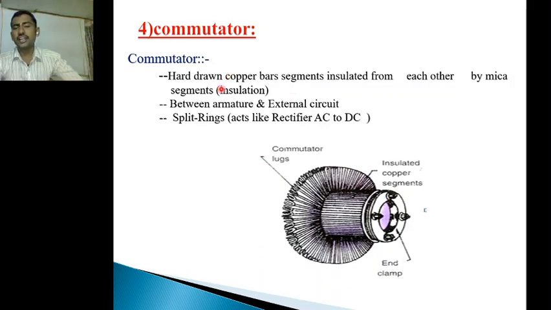So a hard drawn copper bar segments insulated from each other by mica segments insulation, between the armature and the external circuit. This commutator converts the AC to DC. It acts as a rectifier in the case of the DC generator, and in the case of the DC motor, it acts as an inverter.